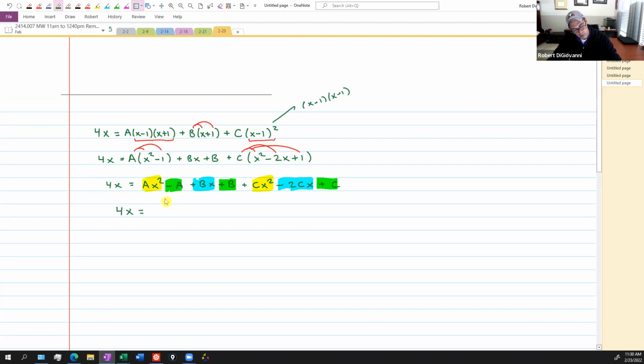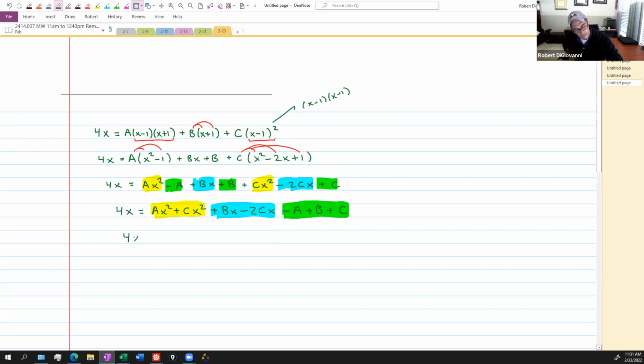4x equals ax squared plus cx squared plus bx minus 2cx minus a plus b plus c. So there's my x squared terms. There are my x terms. There are my things that don't have x, right? Again, you'll see where I'm going here.